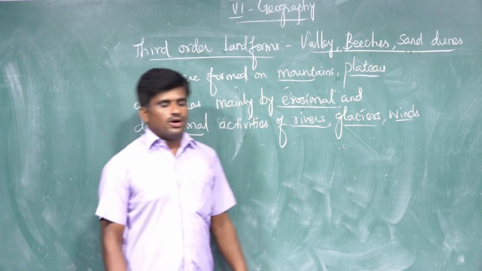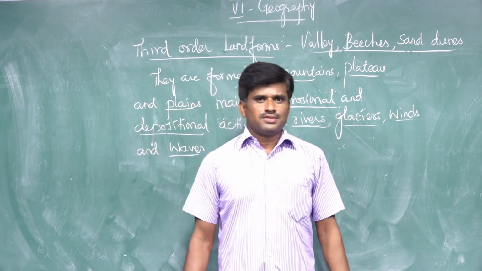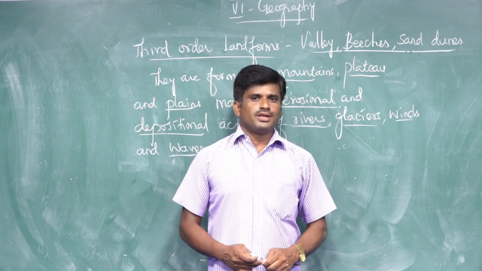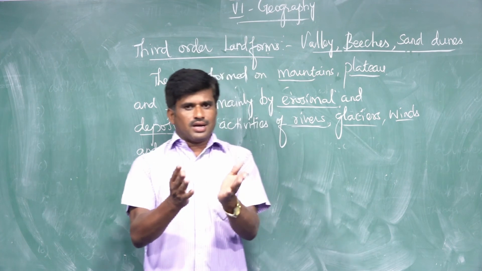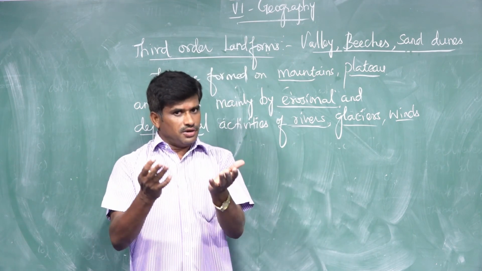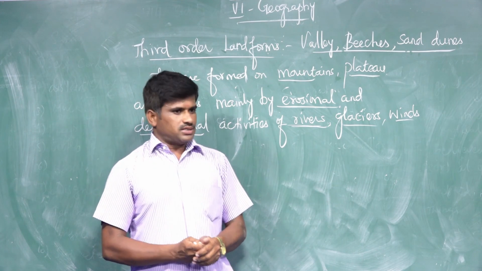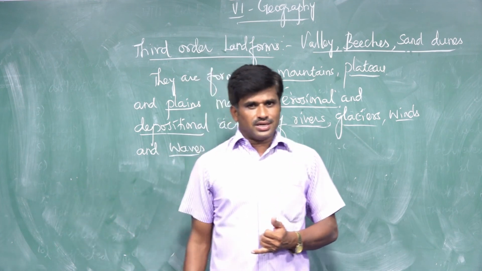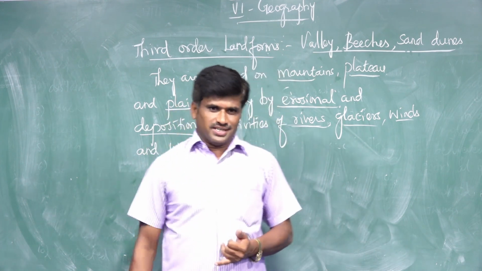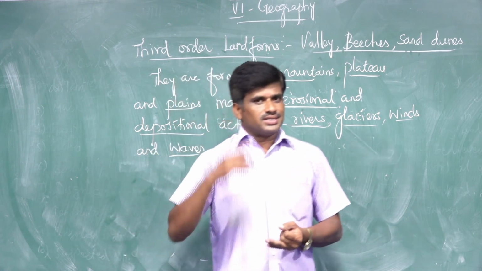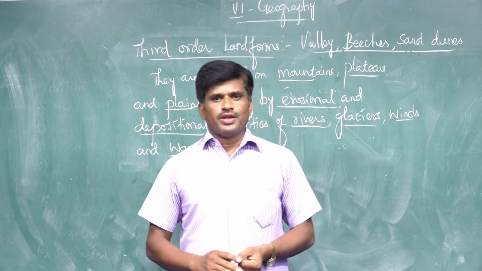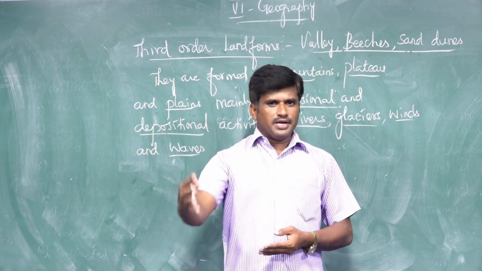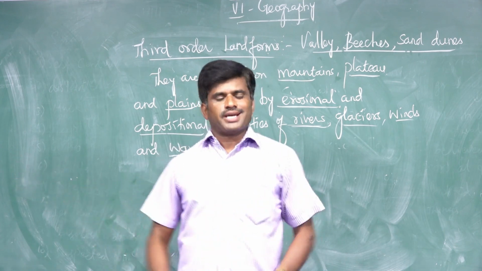forming. So far, students, in this video we have discussed the classification of landforms. What are the three main classifications of landforms? First order landforms are classified as continents and oceans. Second order landforms are categorized as mountains, plateaus and plains.